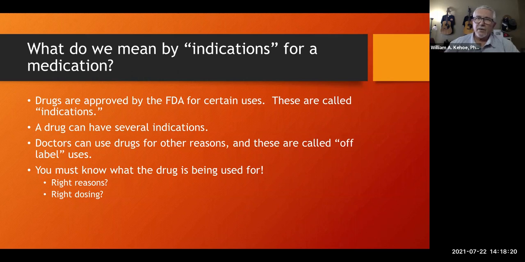And again, don't worry about this because I'm going to give you some resources where you can check these things out. Most of the time, physicians write these medications within the appropriate FDA-approved dosing range, and you don't have to worry about it.